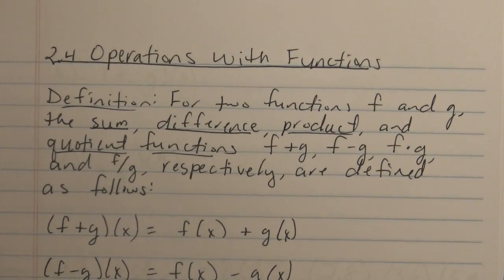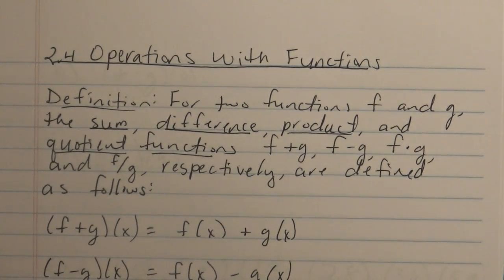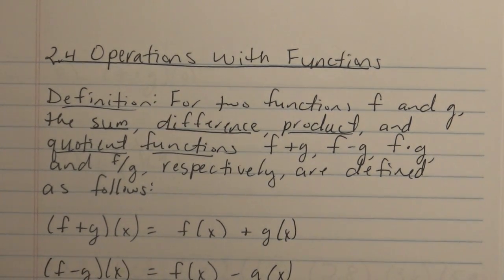Welcome to section 2.4. We've been talking a lot about functions in chapter 2. Now we're going to be looking at what types of operations can be performed on functions. We'll also continue looking at domain and what happens when we use these different types of operations. We're going to start with a definition.